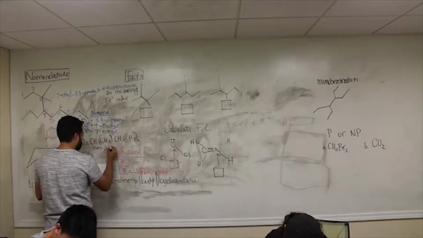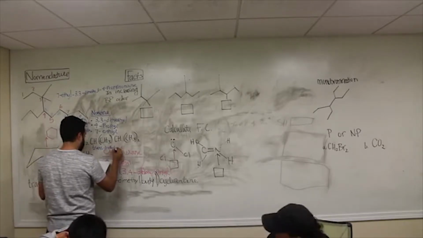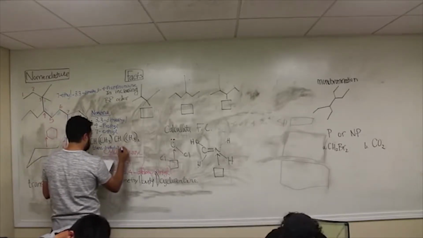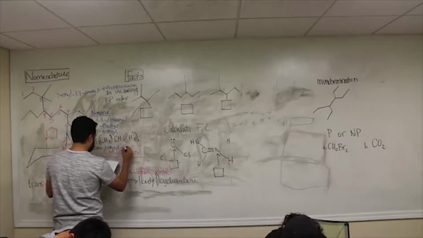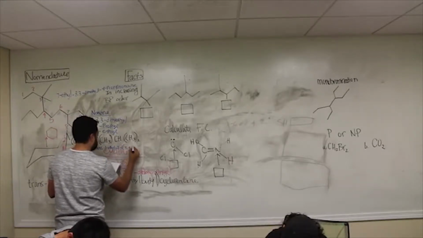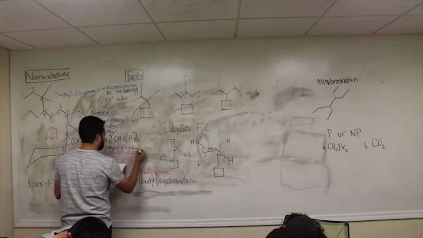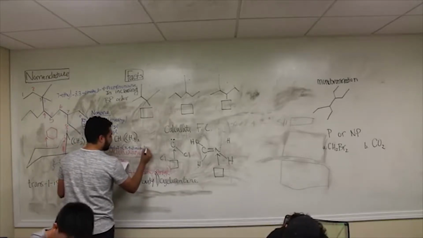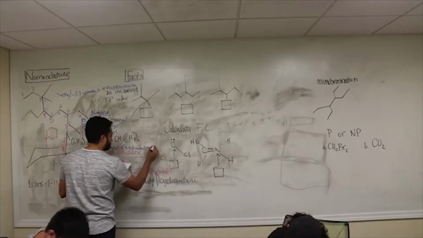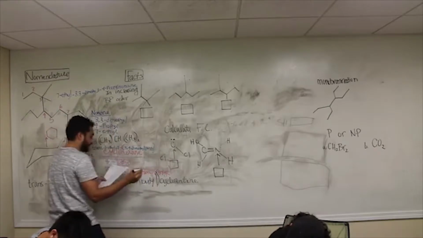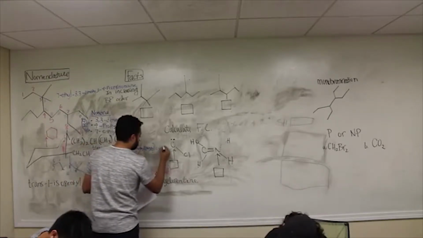One ethyl, 2, 3, 4, dimethyl, pentyl, and that's all in parentheses because it's a substituent. And then the parent is cyclohexane.